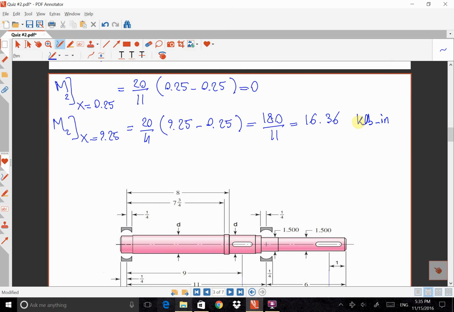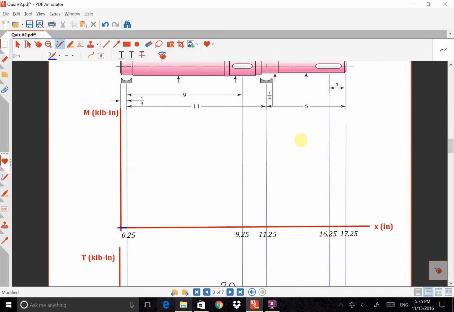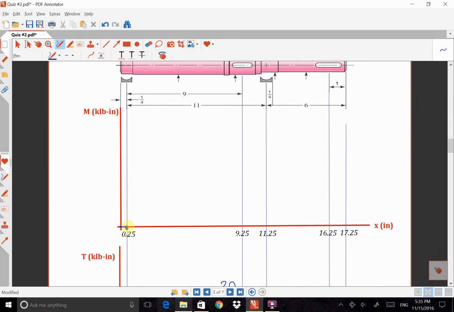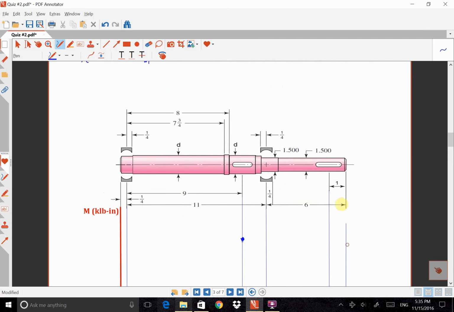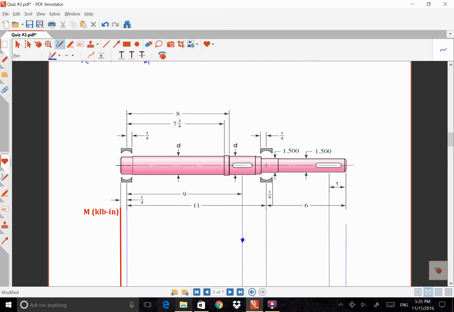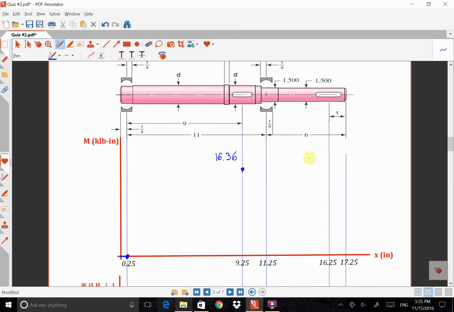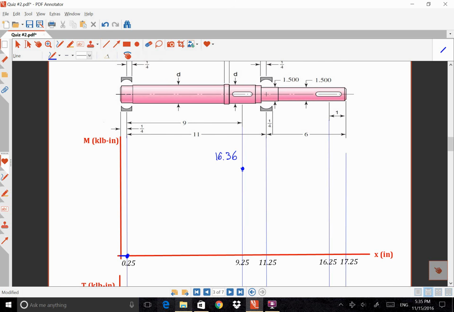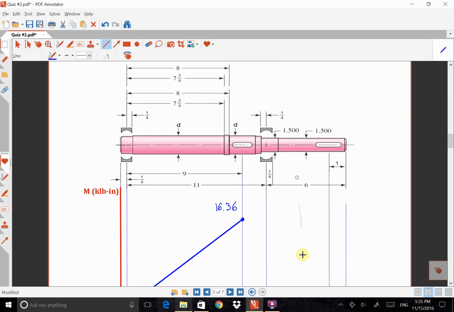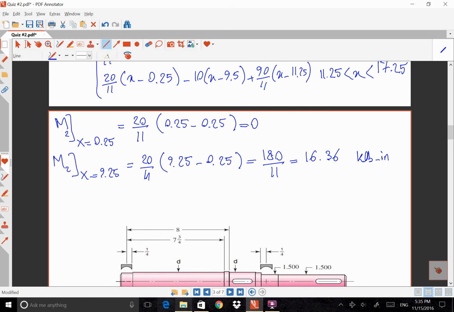Okay, so I found 2 points. The first point was 0, and the second point was this point, and the amount of that was 16.36. Because that was a line equation, I just needed 2 points to be able to draw a line. So that's the line.